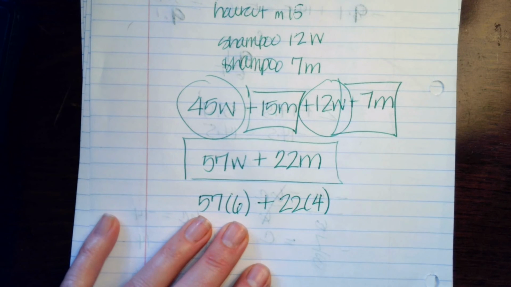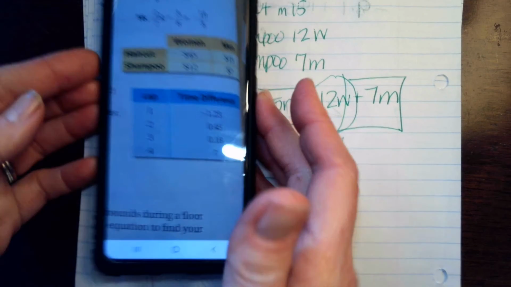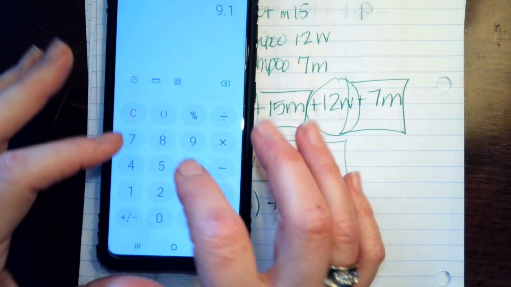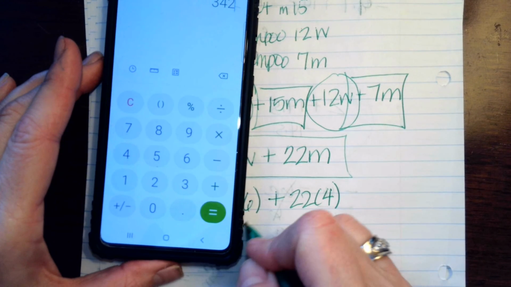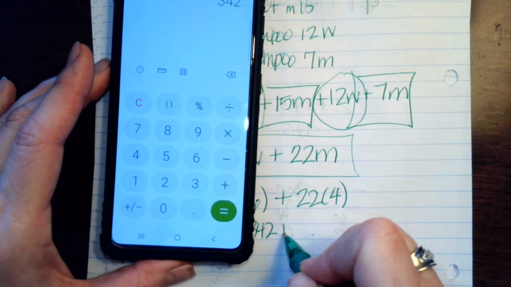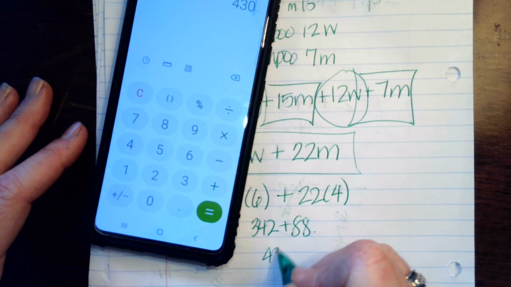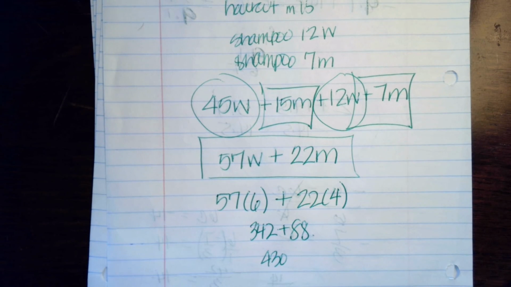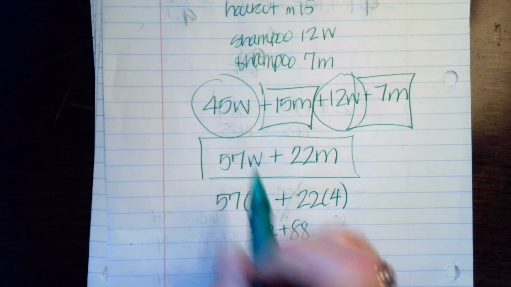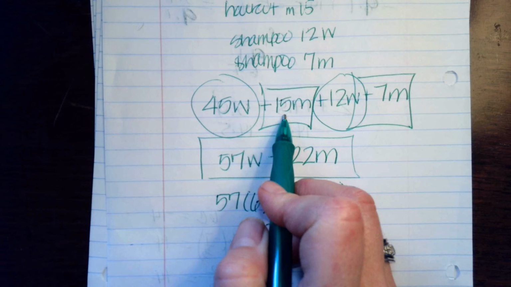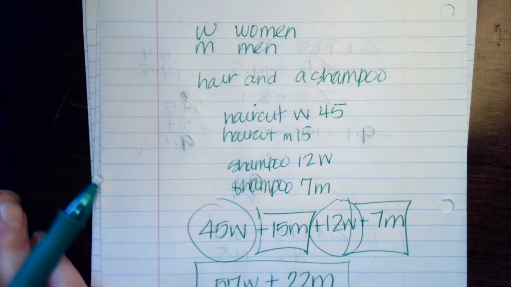And then when you did 57 times 6, they made $342 on women's haircuts and shampoos, and they made $88 on men's haircuts. So we would know that for that day, they made $430. Is that clear how I got the 45W and the 15M and the 12W and the 7M? Okay. Awesome.